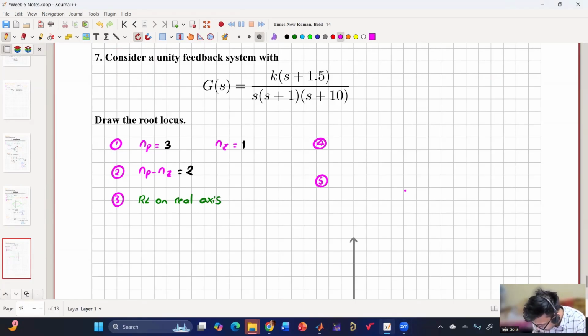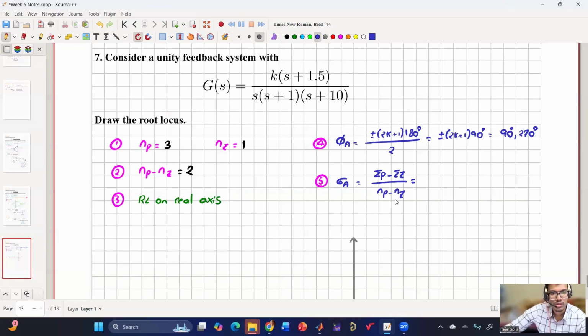sigma A. So angle of asymptotes is phi A equal to plus or minus (2k plus 1) into 180 degrees by number of poles minus number of zeros. So it is plus or minus (2k plus 1) into 90 degrees. So we'll get 90 degrees and 270 degrees. Yeah, very good. So can you calculate sigma A also, which is summation of poles minus summation of zeros by number of poles minus number of zeros.